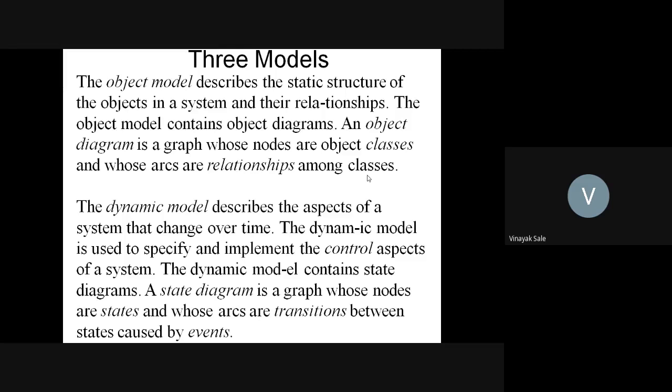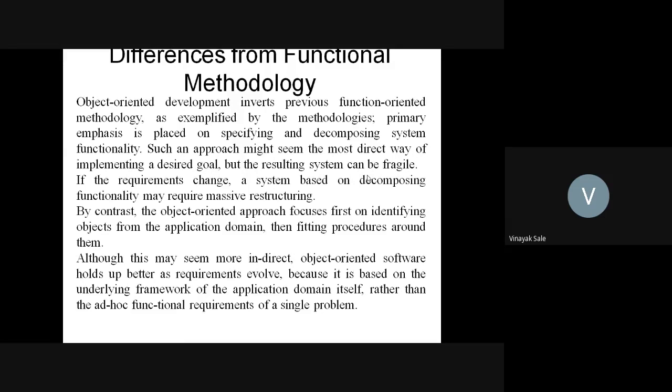The state diagram is a graph whose nodes are states and whose arcs are transitions between the states caused by events. And the functional model, the differences from the functional methodology: object oriented development inverts a previous function oriented methodology. Primary emphasis is placed on specifying and decomposing system functionality.